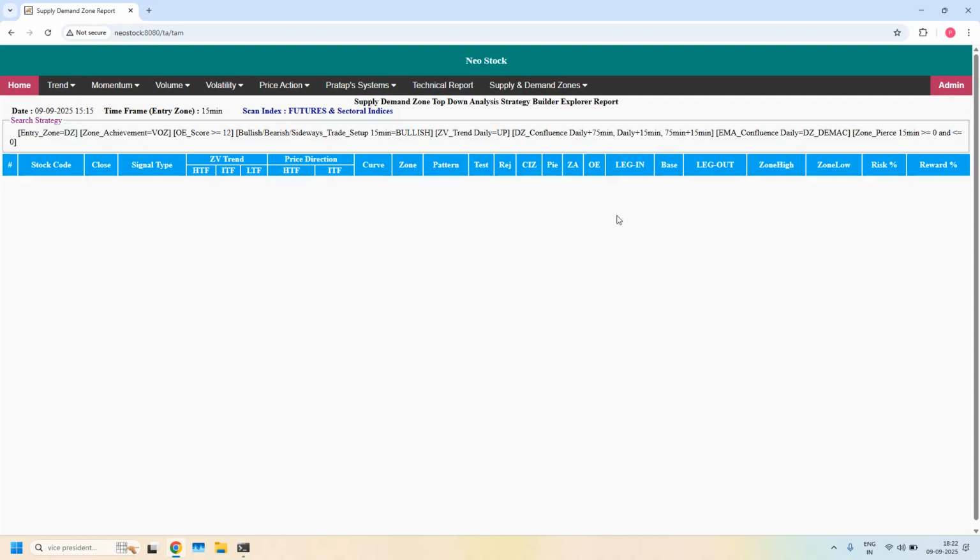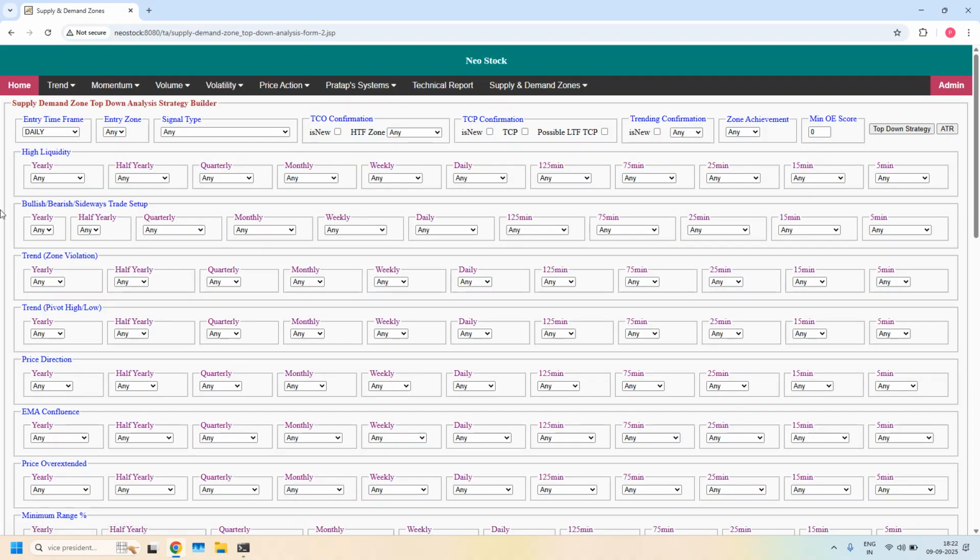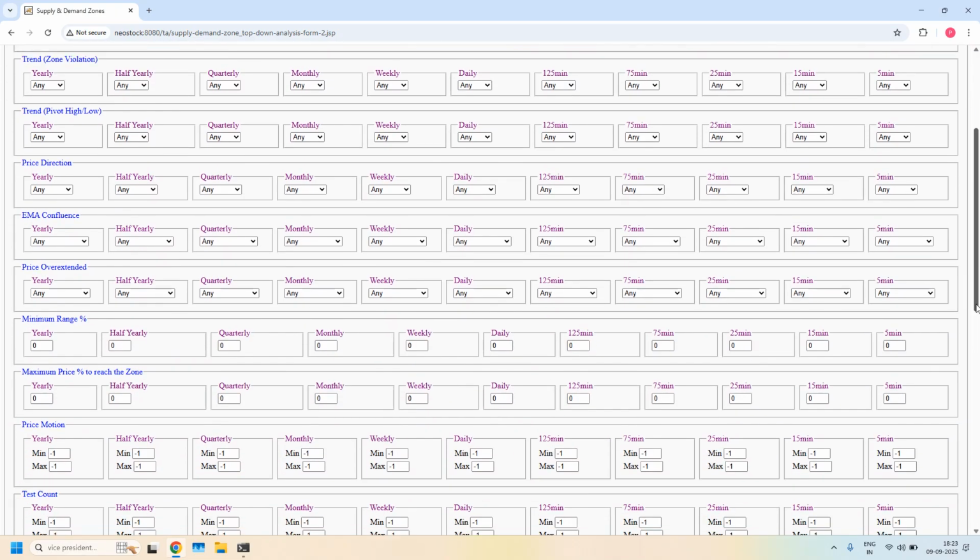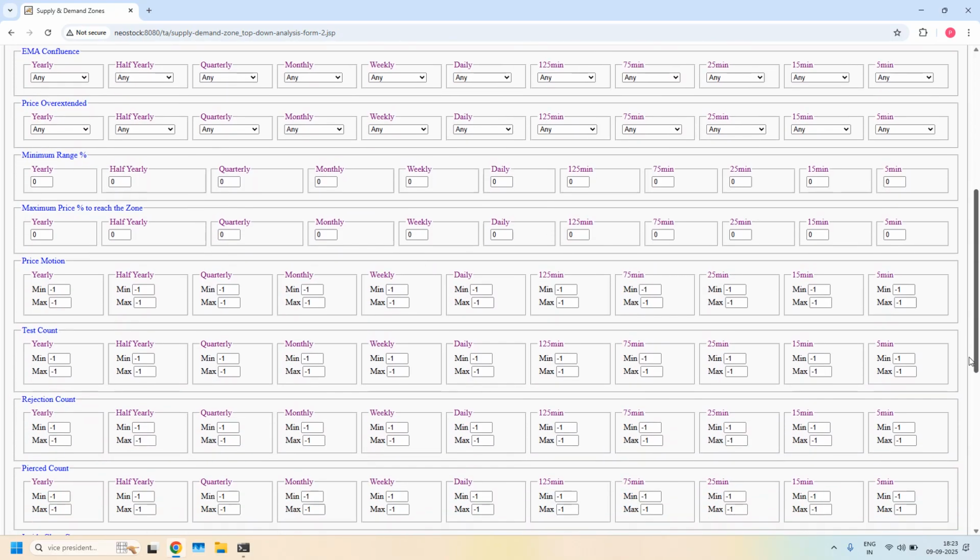Okay, fine. Next we will look into bearish trade setup for daily income trade. Entry time frame 15 minutes supply zone is the entry zone. And bullish or bearish at 15 minutes, I am selecting bearish. Zone achievement violated, opposing zone. Minimum odd and enhanced score 12. And also the 15 minute supply zone should not be pierced. So in the pierced count parameter at 15 minutes time frame, I am setting minimum value 0 and maximum value 0.